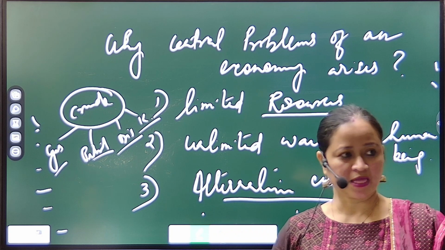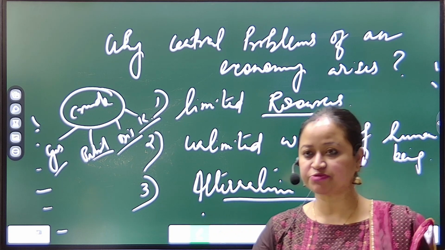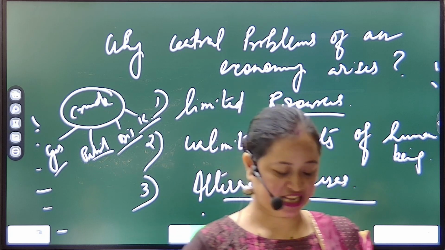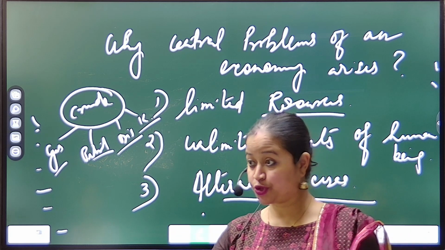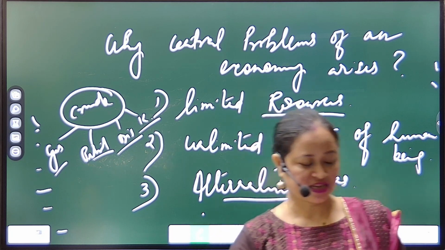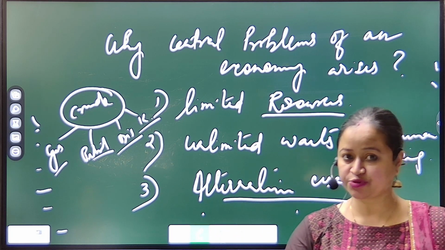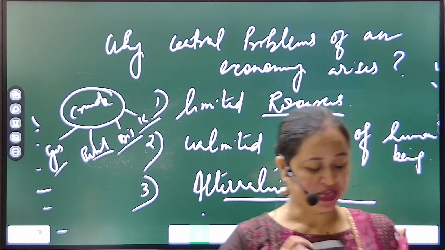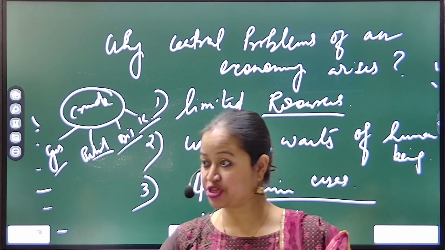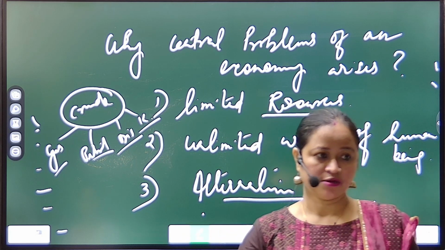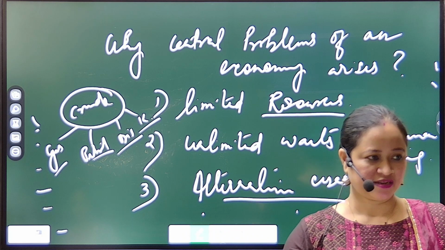Understood? Okay, the central problems of an economy are what to produce and how to produce. Whenever we are talking about what to produce, we'll talk about capital and consumer goods. Then how to produce, we'll talk about capital and labor-intensive technique. Whenever we talk about for whom to produce, we'll talk about rich and poor. So you'll be able to write it.